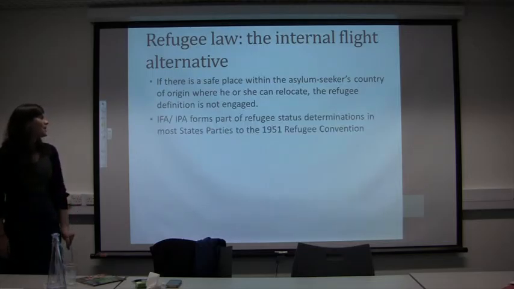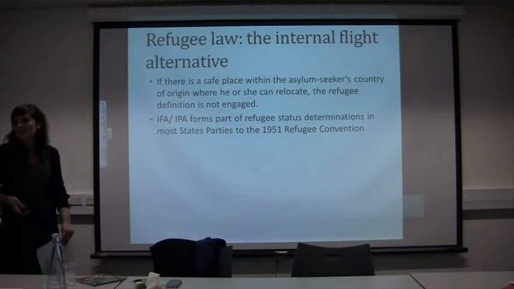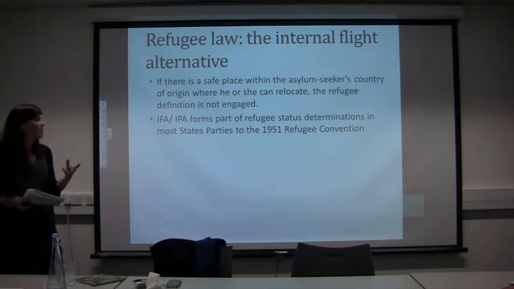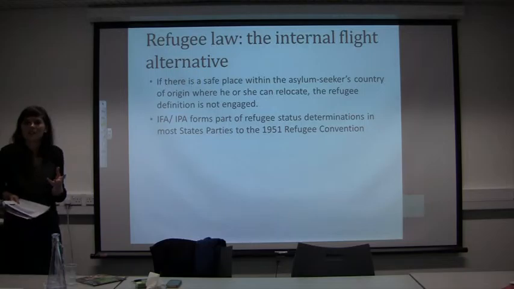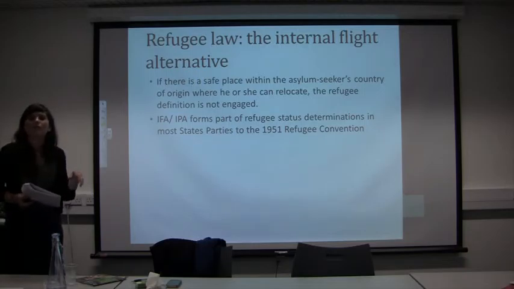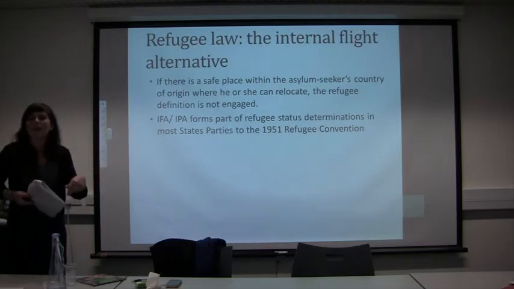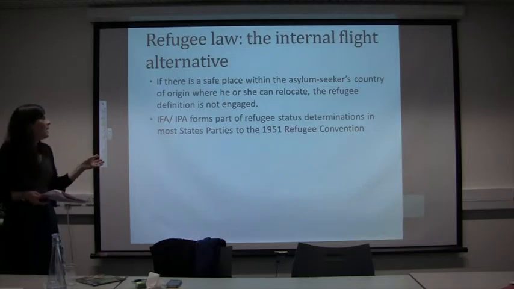And at this stage, there is no point, I think, in saying this is an incorrect interpretation of the Refugee Convention. It started in the 1980s in German jurisprudence, and now most states use it when they're determining asylum claims. So not just obviously in the concept of safe areas or safe zones, but in all sorts of different types of cases, you know, you could relocate to the capital city and you'd be fine there, you'd be anonymous, no one would be able to find you, that sort of idea. And now it forms part of refugee status determinations in most states.